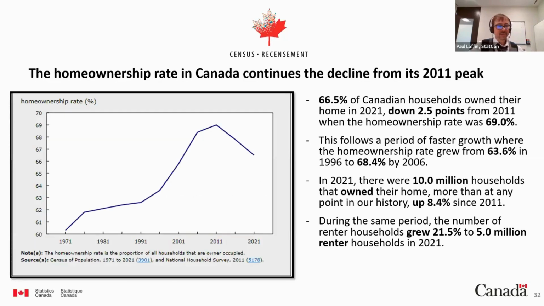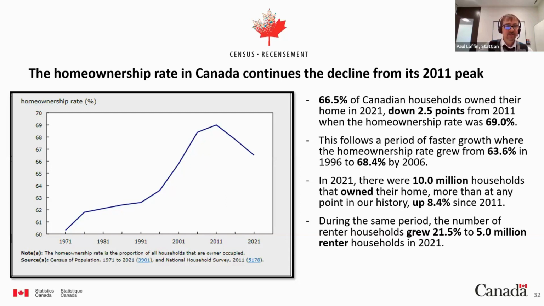And now that we got most of the definitions and concepts out of the way, let's look at some of the results. So this is taken from the Daily release, an article that we published on release day in 2022. We found that 66.5% of Canadian households owned their home in 2021, and this is down 2.5 percentage points from 2011, when the home ownership rate was 69%.